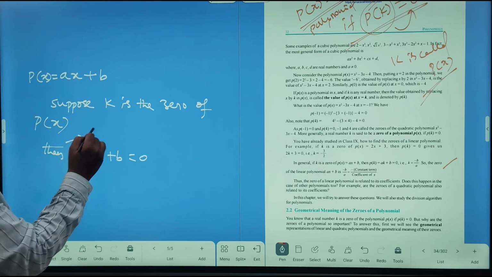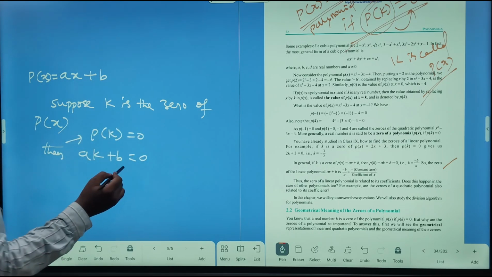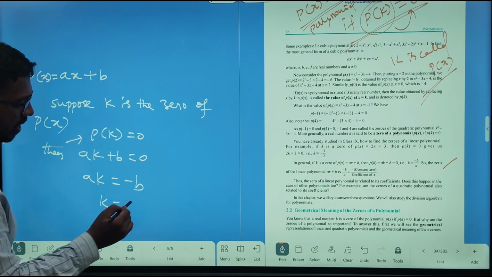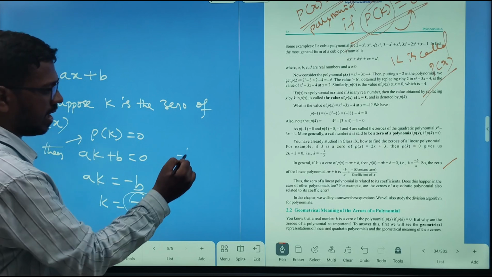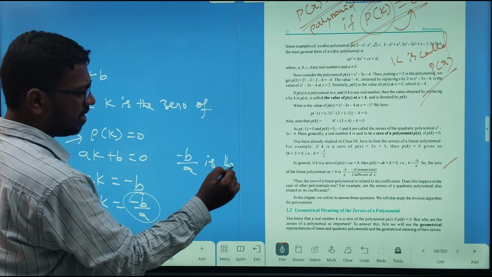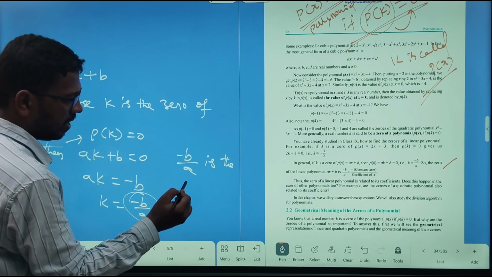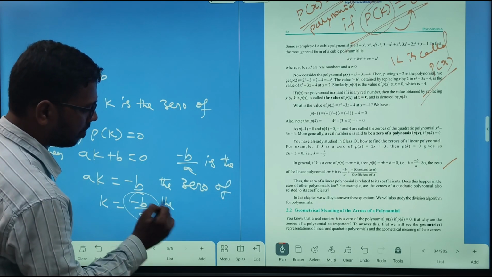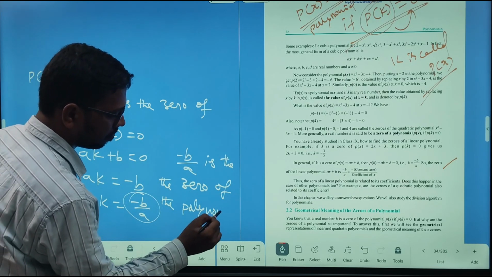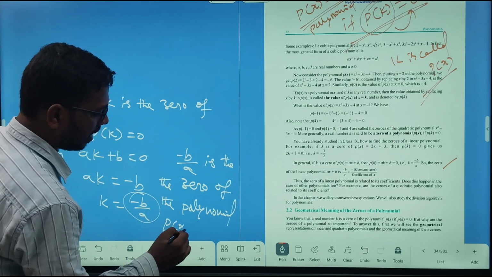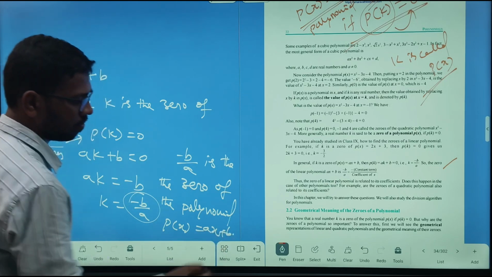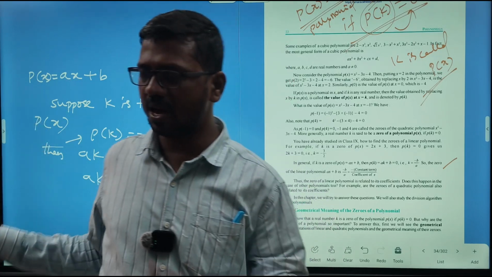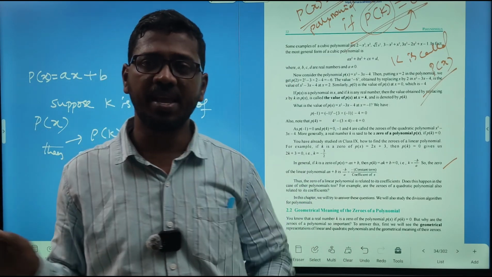K is the 0 means p of k is equal to 0, which implies ak plus b is equal to 0. Therefore ak is equal to minus b. So k is equal to minus b by a. So minus b by a is the 0 of the linear polynomial ax plus b. Hence minus b by a is the 0 of the polynomial p of x equal to ax plus b. Okay. So that is the definition of 0 of the polynomial, and this is the concept of 0 of the linear polynomial ax plus b.